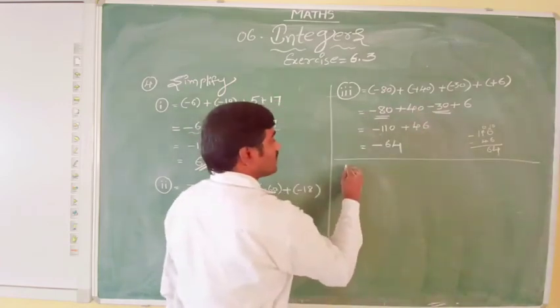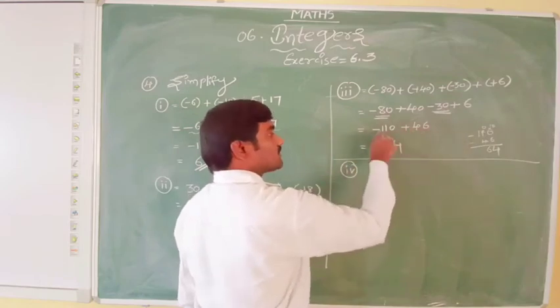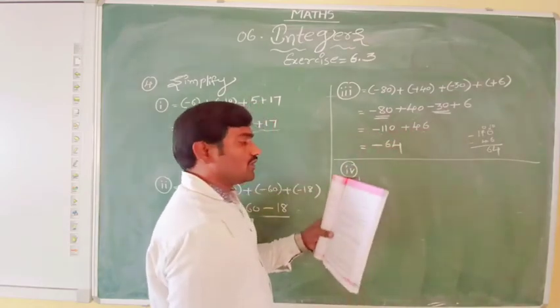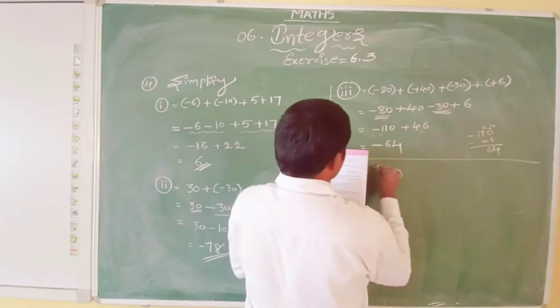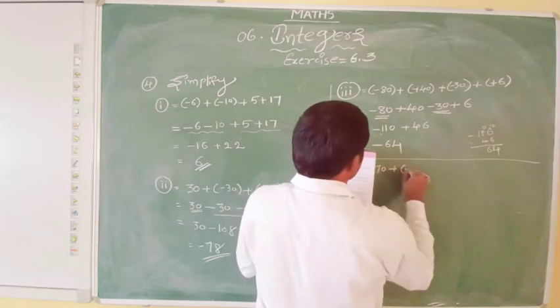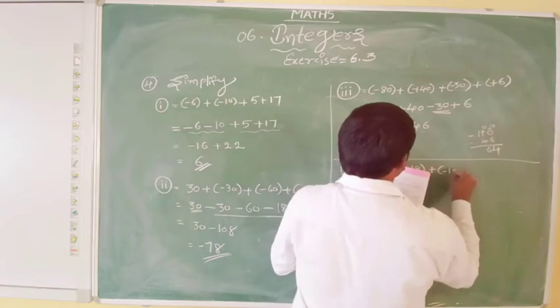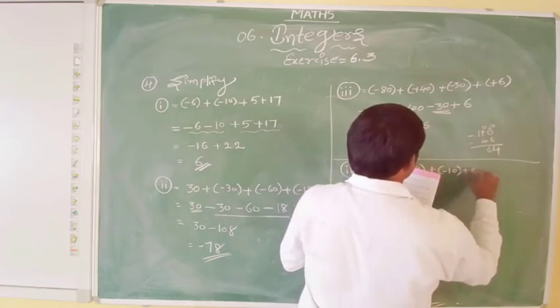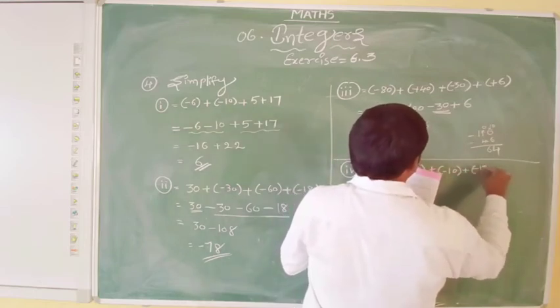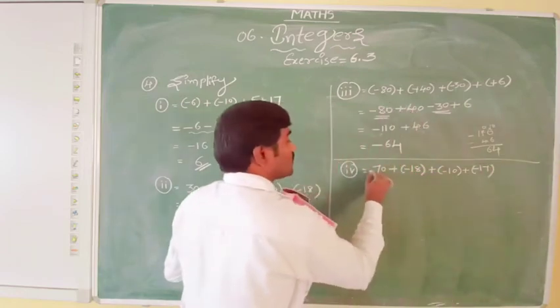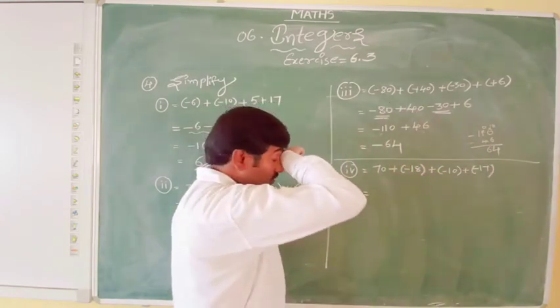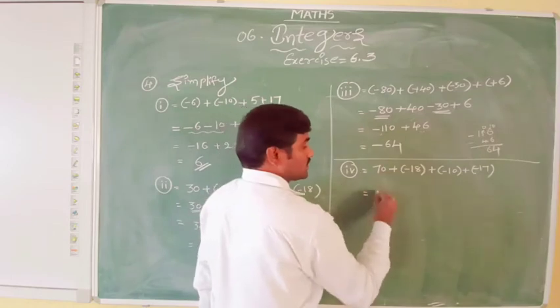Okay. 46 minus 110. 46 minus 110 is minus 64. These are very useful for your career, because with this kind of problem you should not make a mistake. A simple mistake will make a big loss. Okay, we should not make simple mistakes. These are the simple calculations.